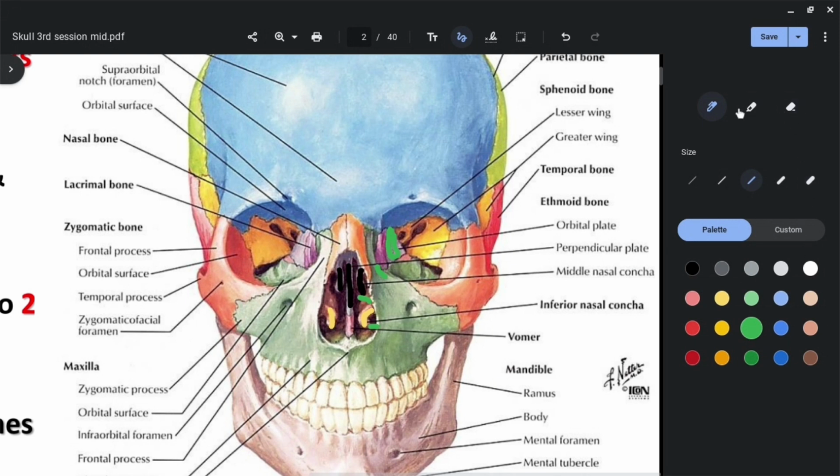Let me change the marker. This is the perpendicular plate, this one. Then we have the middle nasal concha and the inferior nasal concha, but the inferior nasal concha is not part of the ethmoid, and the superior nasal concha is not visible on the front surface. So this is the medial orbital surface which is formed by the lateral masses.